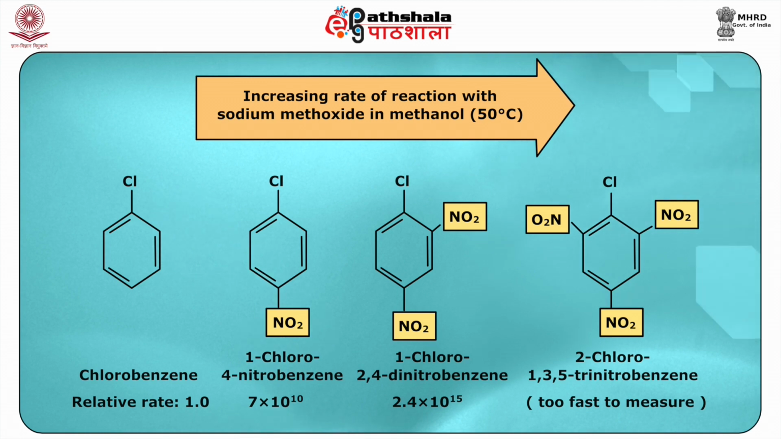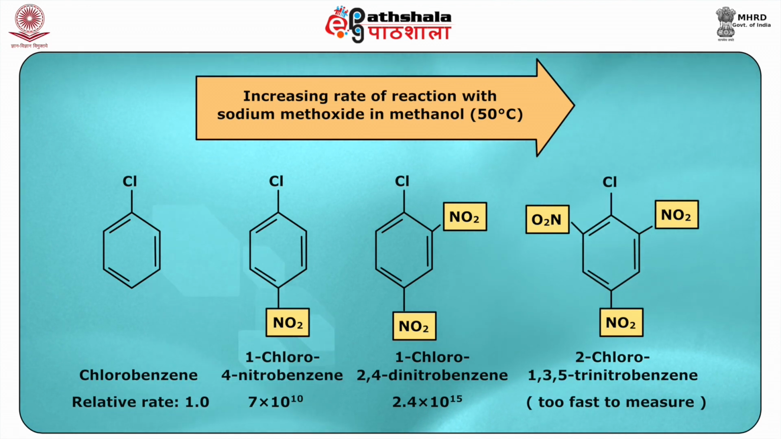For chlorobenzene, if the relative rate is 1, then para-nitrochlorobenzene will have a rate of 7 into 10 raised to power 10 as compared to chlorobenzene. So now you can see that just the presence of one electron withdrawing group at the para position increases the reaction rate drastically to a large value. Now consider 2,4-dinitrochlorobenzene, and you can see the increase is 2.4 into 10 raised to power 15 times as compared to chlorobenzene.